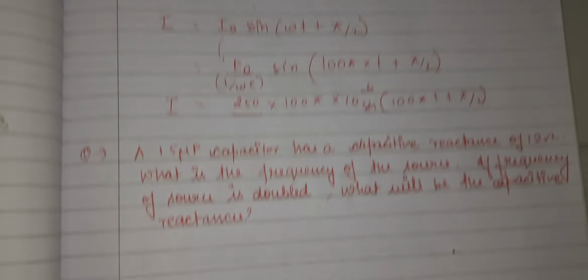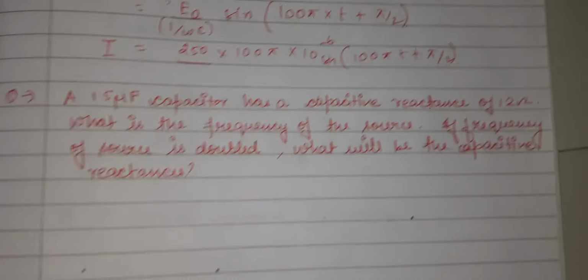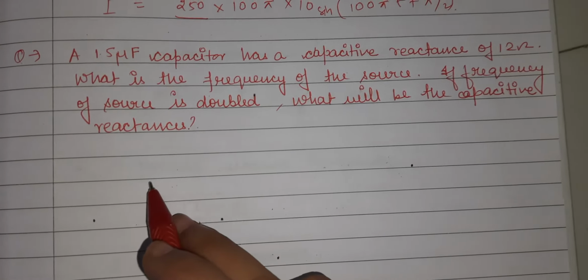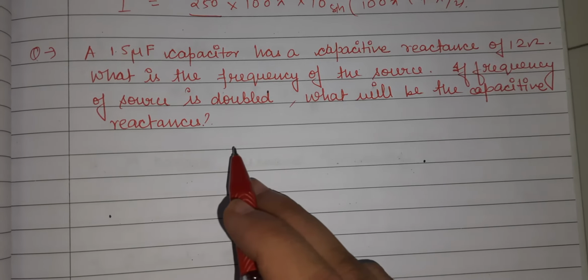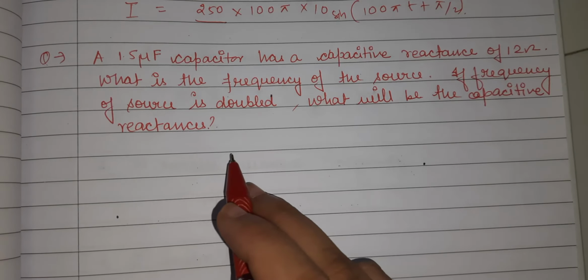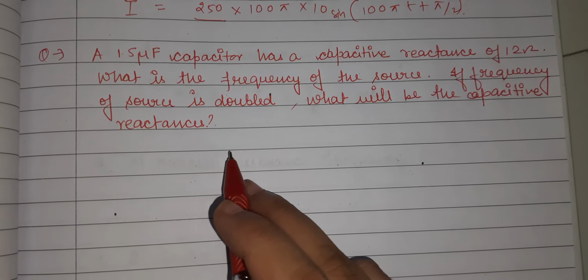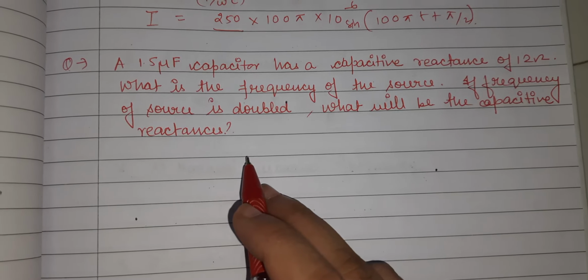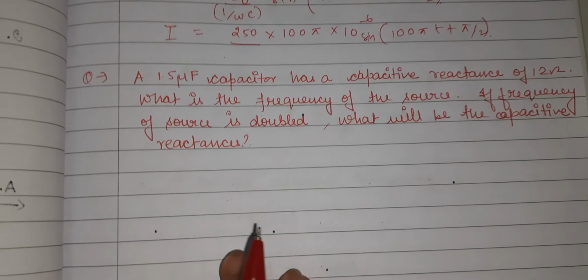Now the next question, which I have written here below: a 1.5 microfarad capacitor has a capacitive reactance of 12 ohm. What is the frequency of the source? If the frequency of the source is doubled, what will be the capacitive reactance? So first we have to find out the frequency of the source, and then what the capacitive reactance will be if the frequency becomes double.